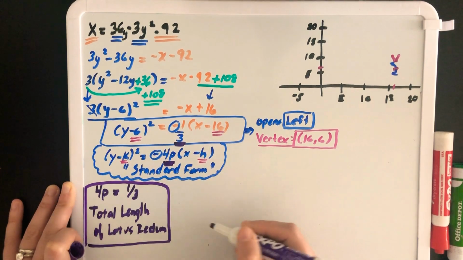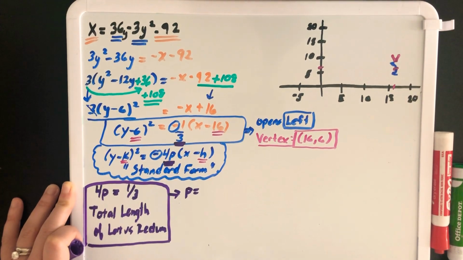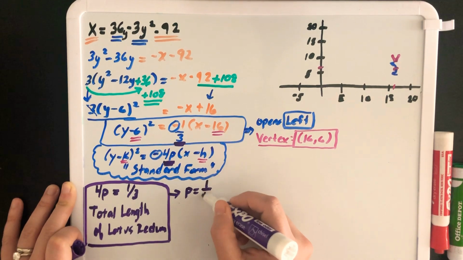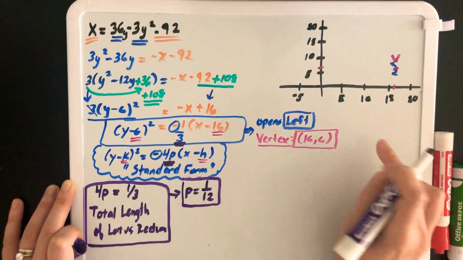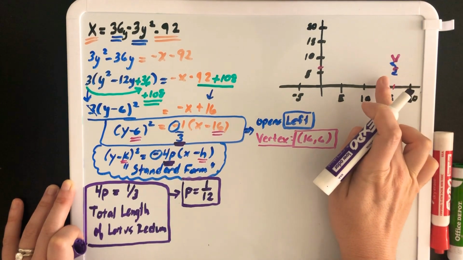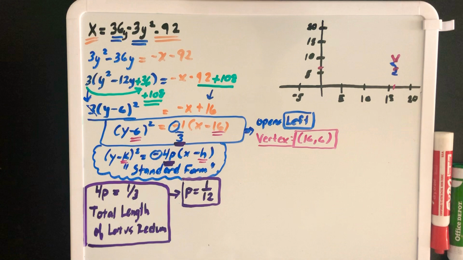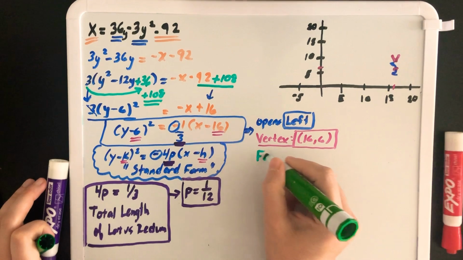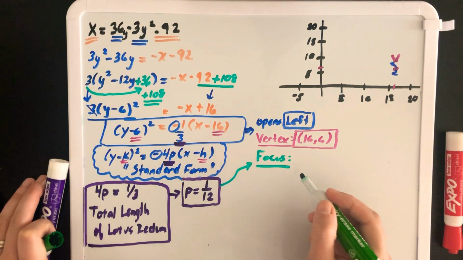So if 4p is equal to 1/3, what does that tell me about p? What is p then, using basic arithmetic? Divide by 4 really means multiply by 1/4 on both sides. So p would be 1/3 times 1/4, or really 1/12. So I need to go 1/12 unit to the left, since we're opening left, of my vertex, and I would hit my focus. So my focus, let's grab another color here, would be a point 1/12 unit to the left of the vertex.